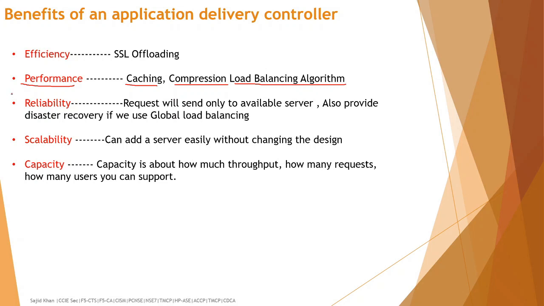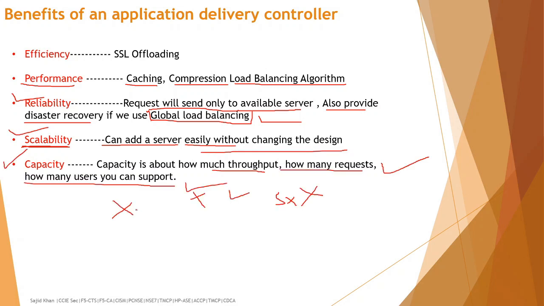BIG-IP also provides reliability. It makes sure that requests will always go to the available servers by using health monitors. It also provides disaster recovery if we use GTM, which is global load balancing. The main advantage of the BIG-IP device is scalability. You can add any server easily without changing the design. You don't need to redesign the infrastructure. You just need to add a server, and it will increase the throughput and number of requests.